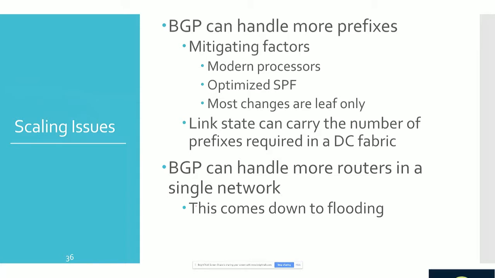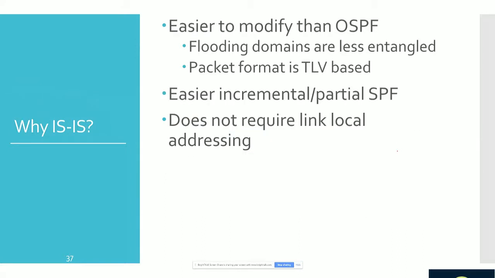I'm running much faster processors. I've optimized my routing protocols. I've changed the way that I'm managing my network, so most changes don't really impact things. What I'm finding today is that link state protocols can actually carry the number of prefixes required in a data center fabric quite efficiently. BGP can handle more routers in a single network, but now I can modify ISIS to take that flooding advantage away and make it where ISIS can run in these link state fabrics.